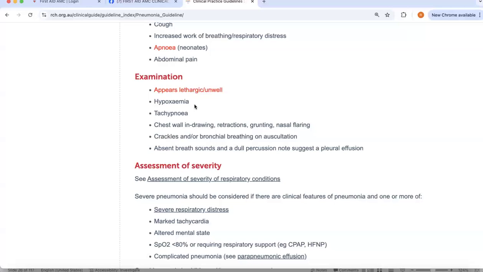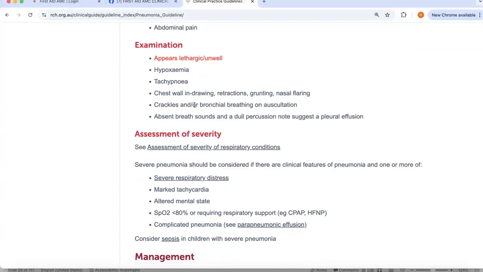On examination, you can get features of increased respiratory rate, oxygen saturation can go low, and you can also get features of consolidation on lung examination. So consolidation features are reduced breath sounds on the affected side, reduced chest expansion on that side, dull percussion note on that side, and most importantly, you will get increased vocal resonance.